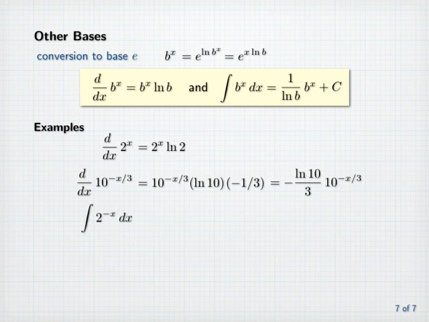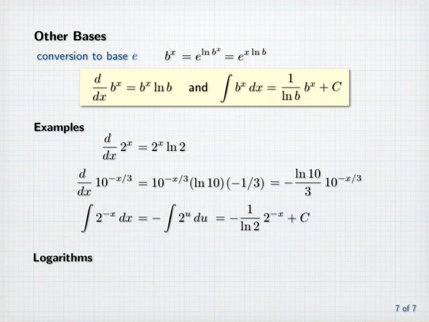Let's find the indefinite integral of 2 to the minus x dx. If we substitute u equals minus x, we have du equals minus dx, or dx equals minus du, so the integral becomes minus the integral of 2 to the u du. So this is going to be minus 1 over the natural log of 2 times 2 to the u plus c, or minus 1 over natural log of 2 times 2 to the minus x plus c.